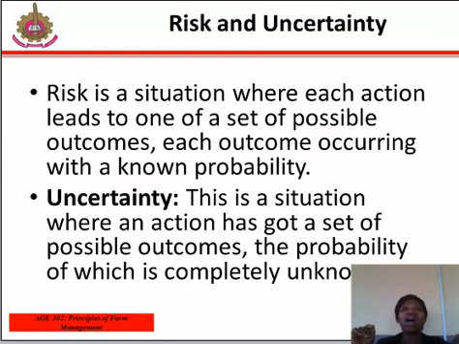While risk, on the other hand, is a situation where each action leads to one of a set of possible outcomes, each outcome occurring with a known probability. Most economic activities assume that the future can be predicted with some accuracy. This is not usually true, most especially for agricultural production. In fact, business is faced with risks and uncertainties, which have some effect on management decisions.